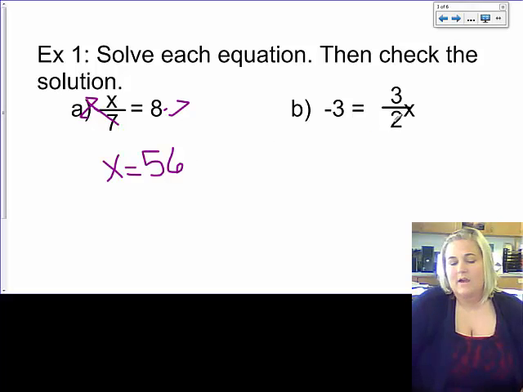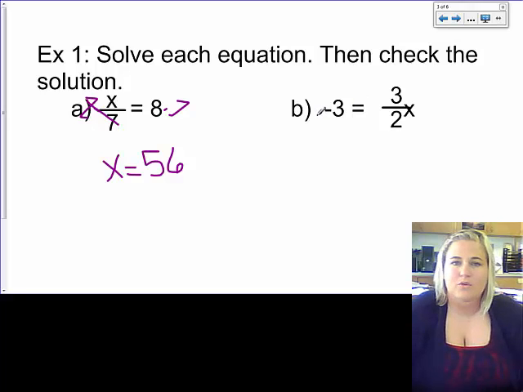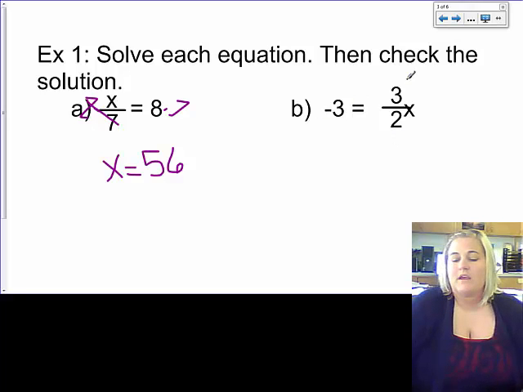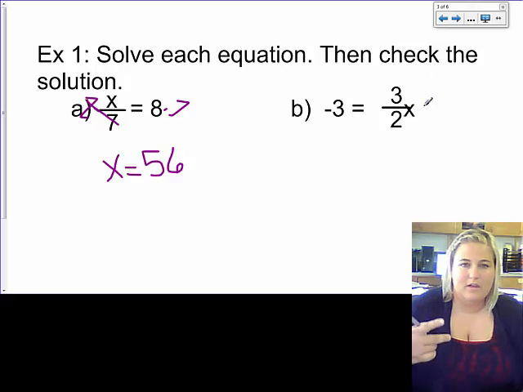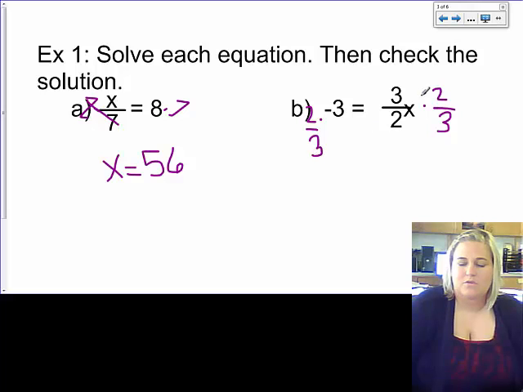Okay, same thing happens over here. I have 3 halves x is equal to negative 3, or negative 3 equals 3 halves x. 3 halves is being multiplied by x, so the opposite would be to divide. But hopefully you know that when we divide by a fraction, that is the same as taking the reciprocal and multiplying. So I'm going to multiply by 2 over 3. So what I do to one side, I must do to the other. So 3 and 3 cancel, 2 and 2 cancel.